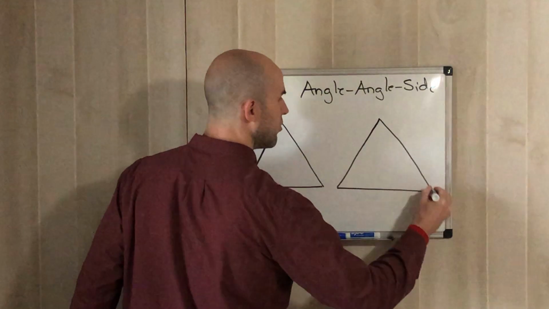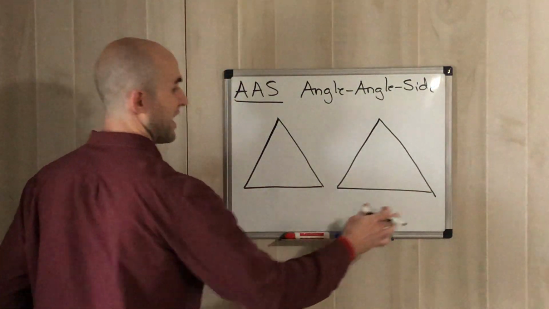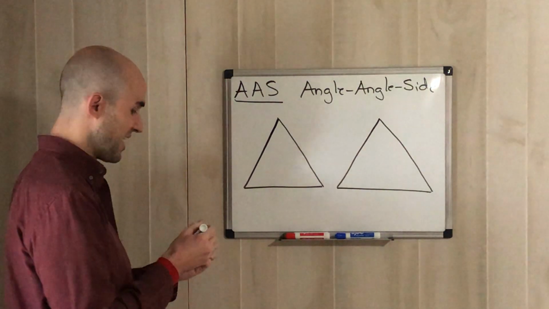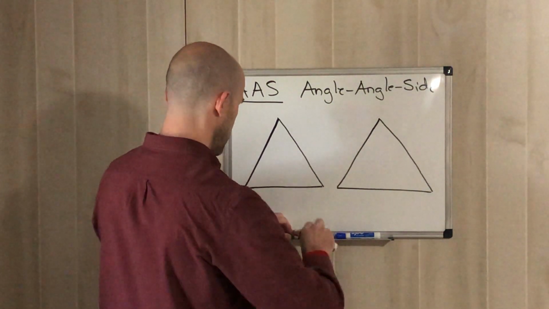And right now, we don't know that they're congruent because we don't have any corresponding parts. We don't know what's congruent to what. We don't have any angles, we don't have any sides, none of that, right? But let's focus on it, right?